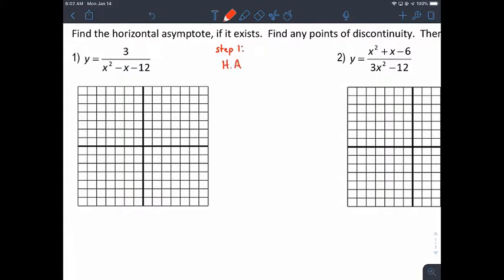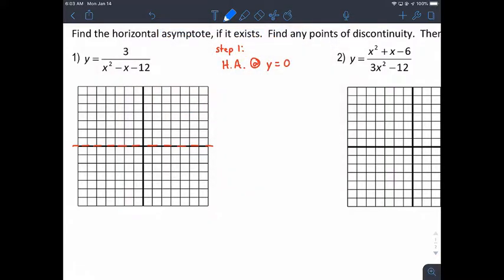So the horizontal asymptote here, remember we need to look at our leading terms. Our leading term in the top is 3. That's the same as saying 3x to the 0. So if we're looking here, we've definitely got a larger degree in the denominator. Because we have a larger degree in the denominator, that's going to mean that our horizontal asymptote is at y equals 0. And we can go ahead and plot that in our graph. So we've got this y equals 0 horizontal asymptote.